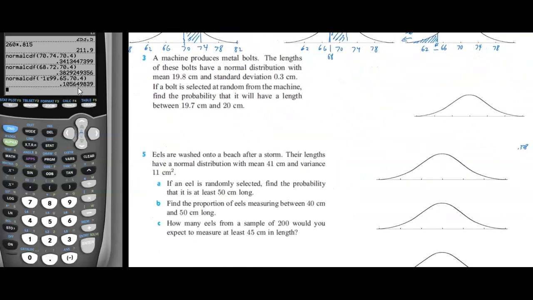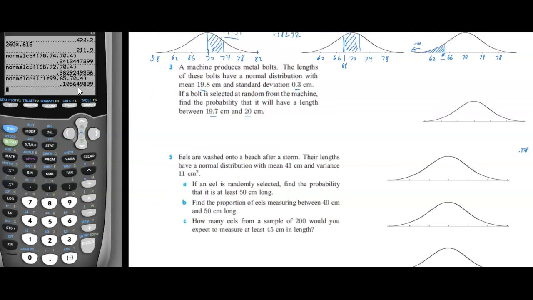A machine produces metal bolts. The lengths of these bolts have a normal distribution with mean of 19.8 and standard deviation of 0.3. If a bolt is selected at random from the machine, find the probability that it will have a length between 19.7 and 20. Okay, we can already kind of see what we're going to fill into norm CDF, right?